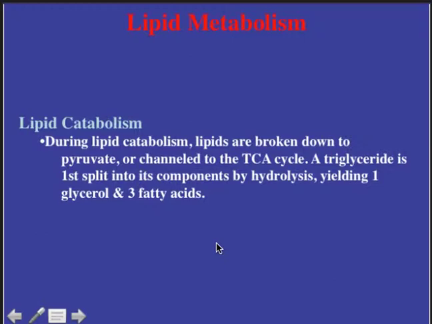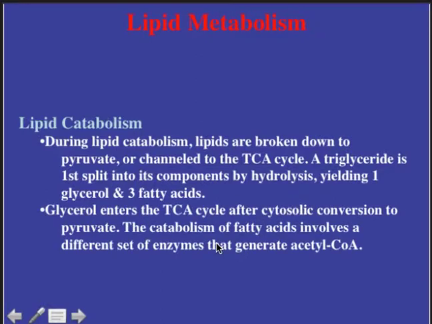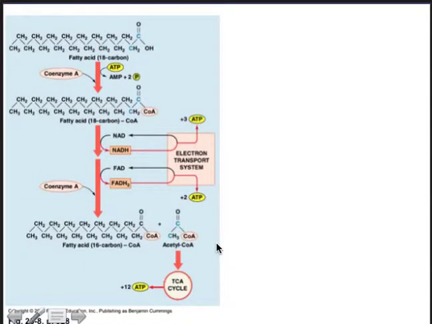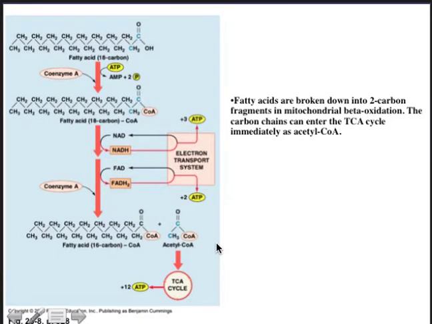The triglyceride is first split into its components by hydrolysis, and this gives us 1 glycerol and 3 fatty acids. The glycerol enters the Krebs cycle after cytosolic conversion to pyruvate. The breakdown of fatty acids involves a different set of enzymes that generate acetyl-CoA. And so here you're looking at the breakdown of fatty acids. They're broken down into 2 carbon fragments in the mitochondrial process known as beta oxidation. The carbon chains can enter the citric acid cycle immediately as acetyl-CoA.